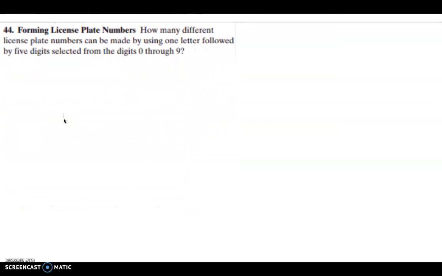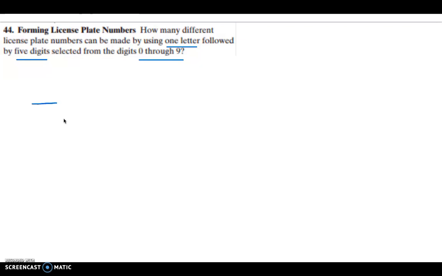Now let's look at one that might be a little bit more in depth. So we're forming some license plate numbers. You see these all the time, and we want to know how many different license plates can be made using one letter followed by 5 digits. Your digits have to be 0 through 9, which is 10 digits, because 0, and then 1, 2, 3, 4, 5, 6, 7, 8, 9, so 10 digits. So how many different license plate numbers?